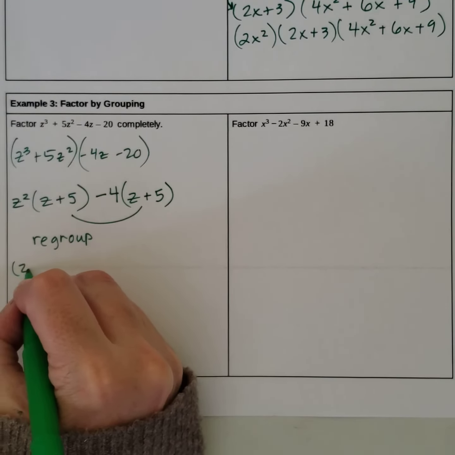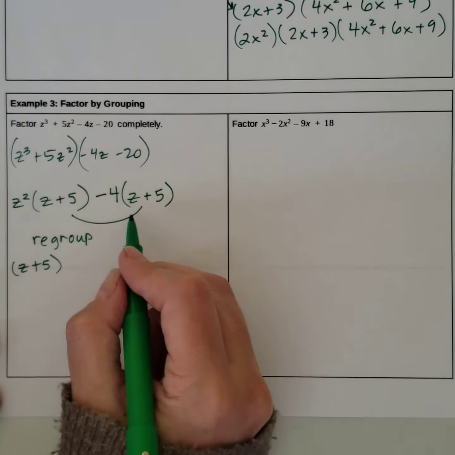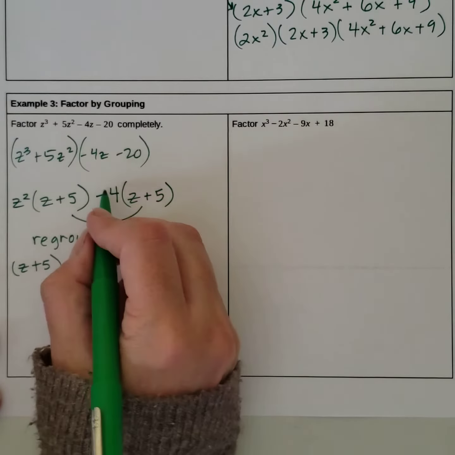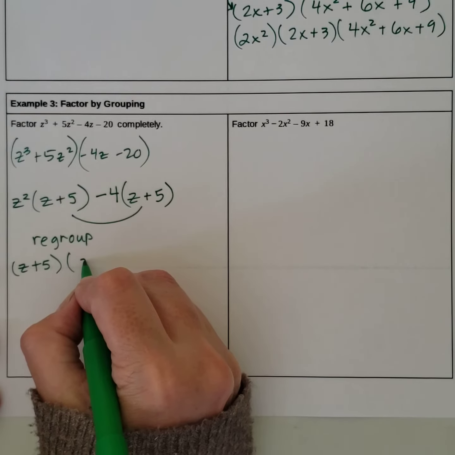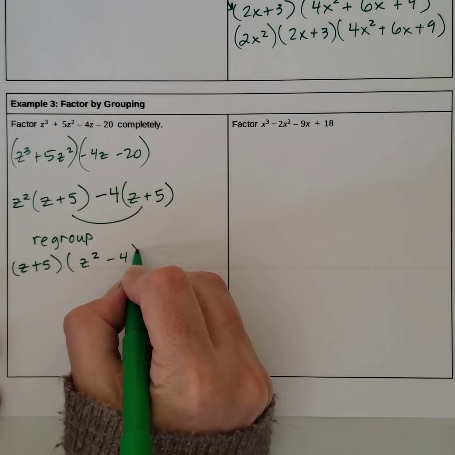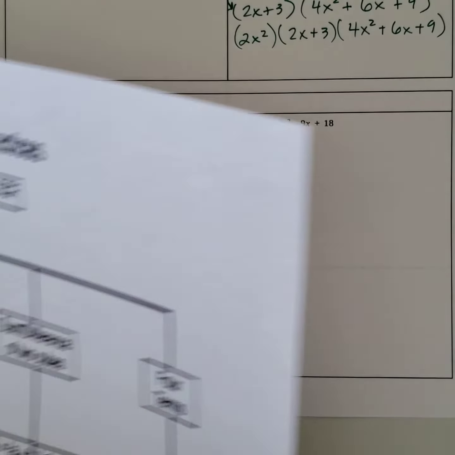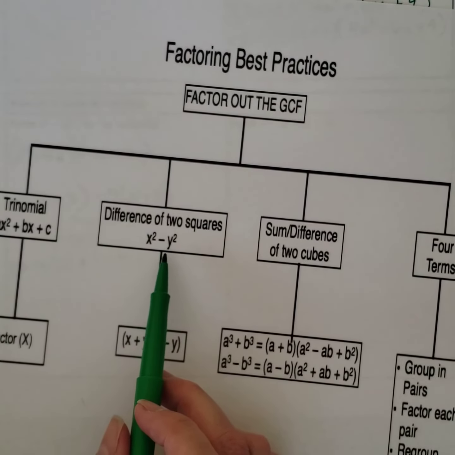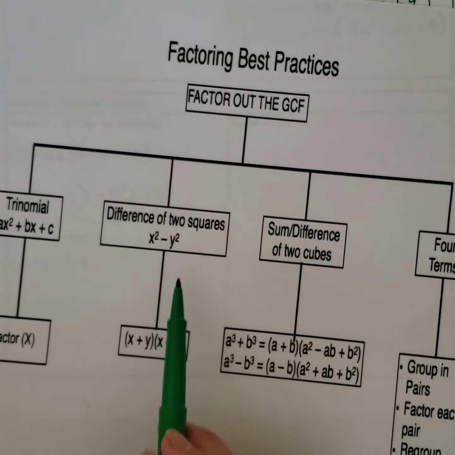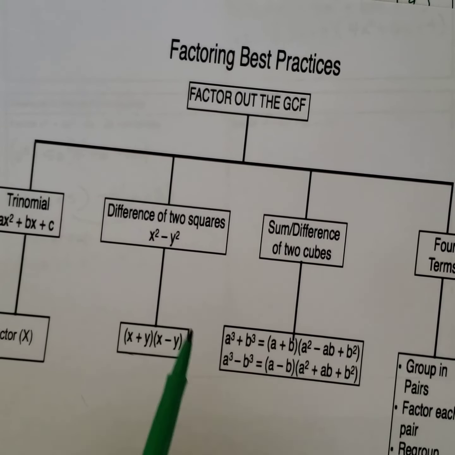So we have the z plus 5. This is what they have in common, and then we regroup what's on the outside, which is z squared minus 4. We have 2 terms, and it looks like a difference of squares. So this is what I'm going to do.